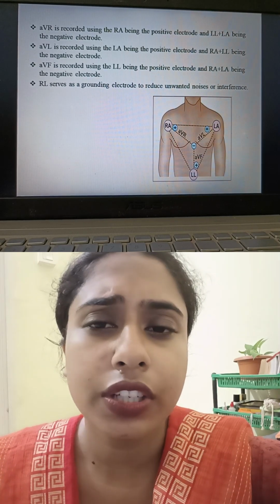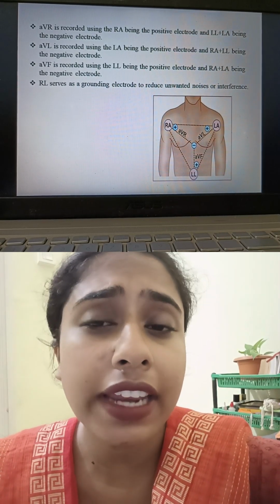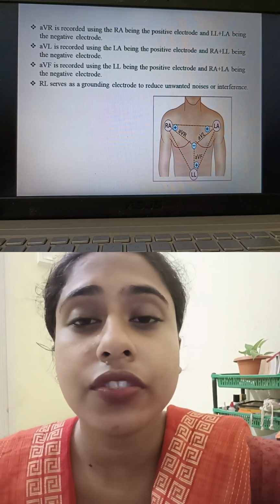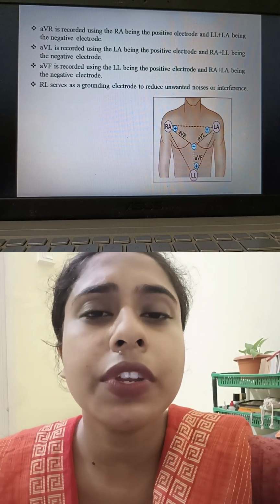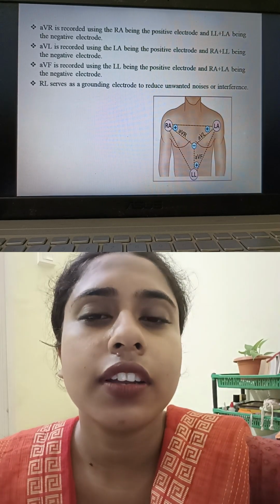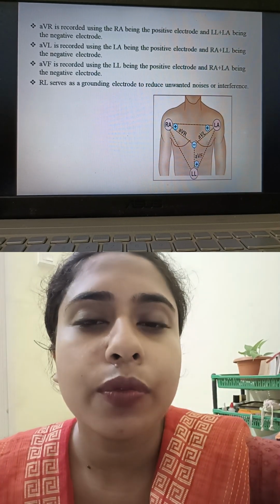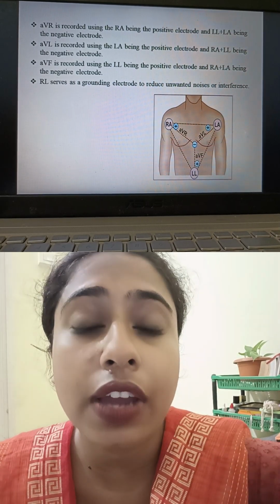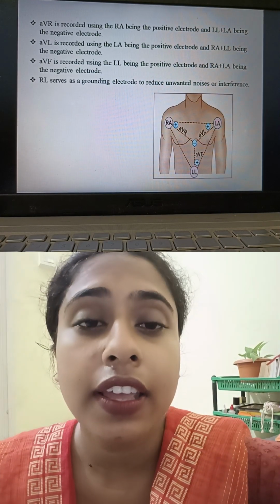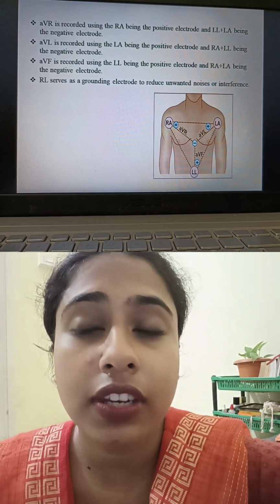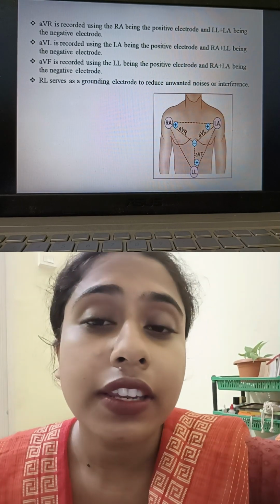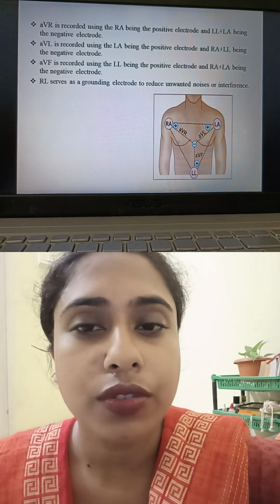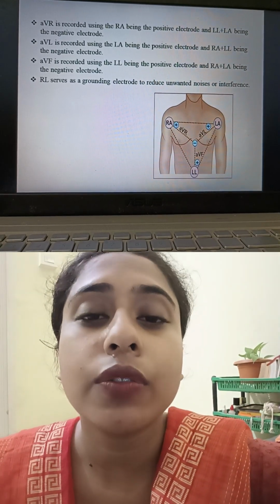Did you notice that the right leg electrode is not there in Einthoven's triangle? So what is the work of the electrode placed over the right leg? The work of the right leg electrode is to reduce unwanted noise, and if there is some interference in electrical activity, the right leg electrode will reduce that interference. It works as a grounding electrode.